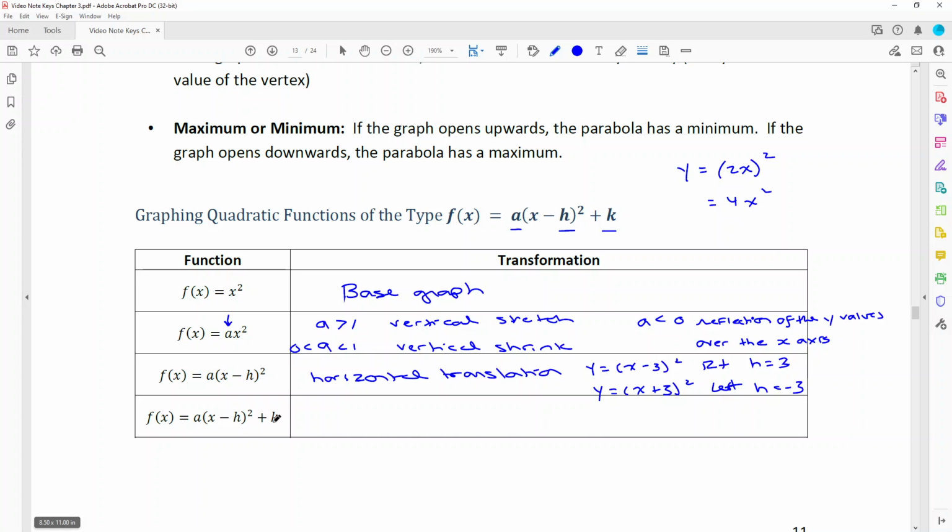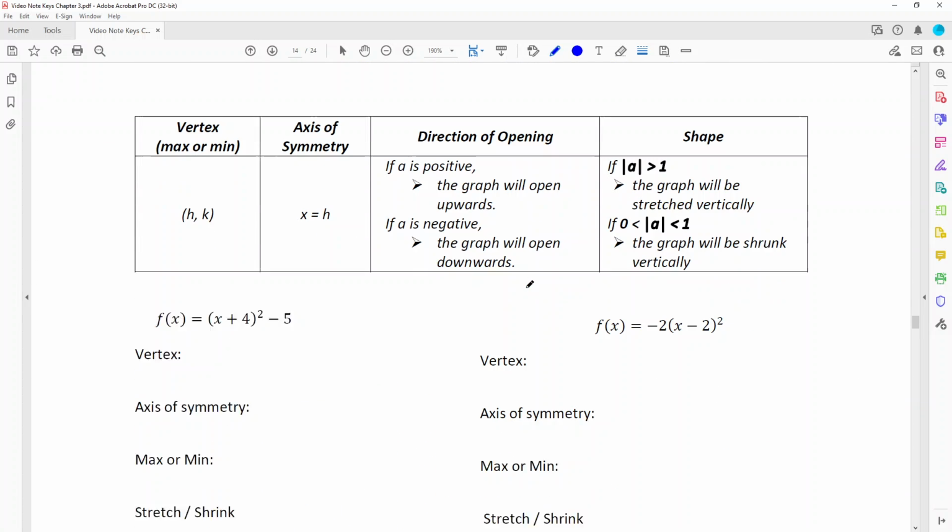All right, and then we move on to k. K is a vertical translation. So it can move it up and down. So if you get y equals x squared plus 3, it goes up 3, right? The k value is 3, as it should be. If you get y equals x squared minus 3, it goes down 3, and the k value is negative 3. Why does that matter? Well, because h and k is your vertex.